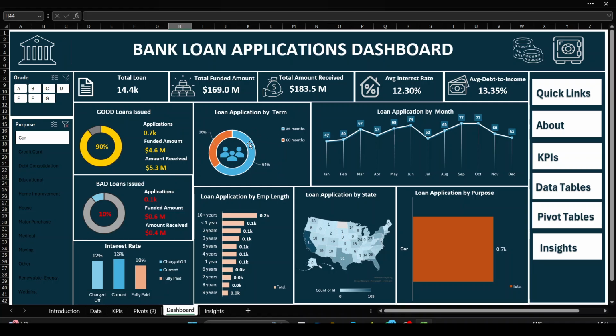The loan application by term. Here also people prefer short duration of loan, which is 36 months, and 64% of people preferred it, but 36% of people still prefer the long duration of loan, which is 60 months.